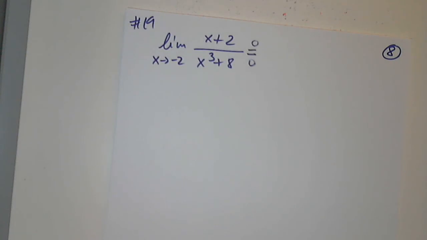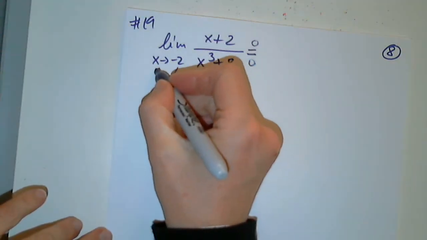So, the numerator is a polynomial, x plus 2. The denominator is a polynomial, x cubed plus 8. In the numerator, I plugged in -2 and I got 0. In the denominator, I plugged in -2 and I got 0. So what does that mean for sure? That both polynomials must have a factor of x plus 2. So keep that in mind because why? Why is it plus? Look at this.